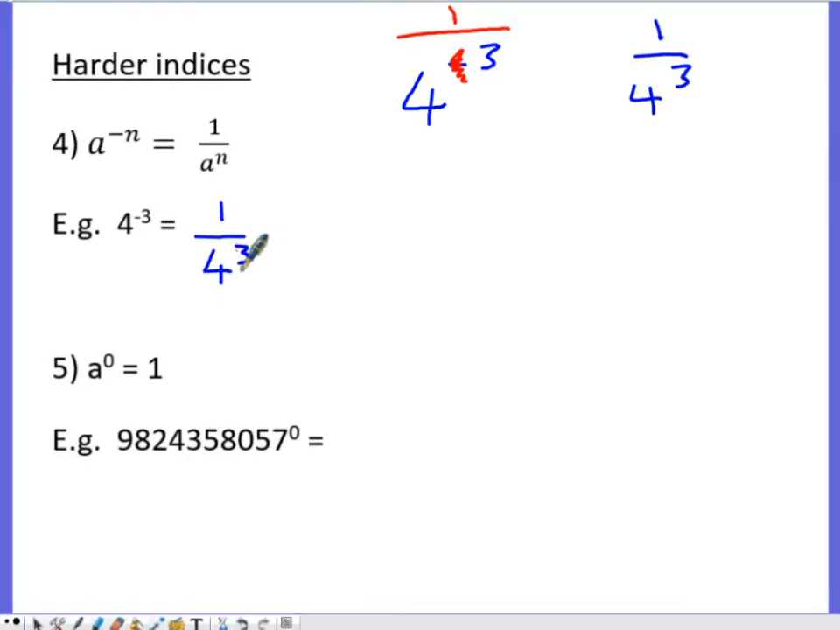Anything to the power 0 is 1. Doesn't matter what the number is, if it's to the power 0, you get 1 as an answer.